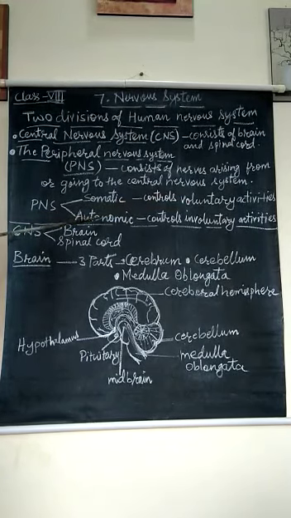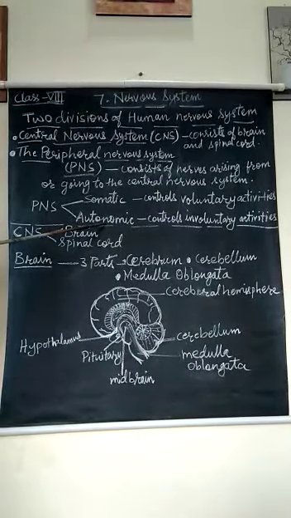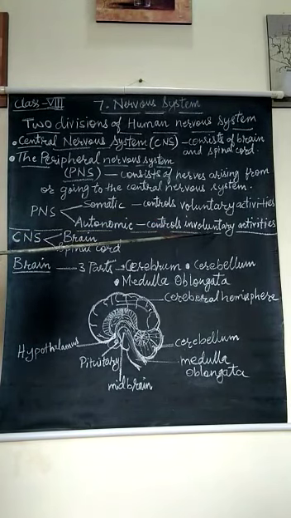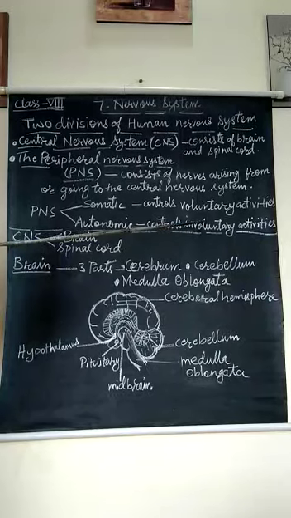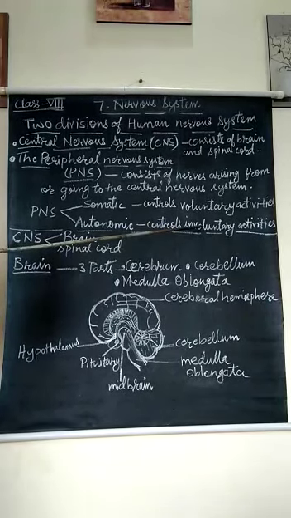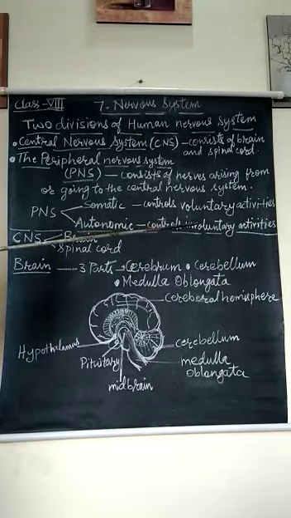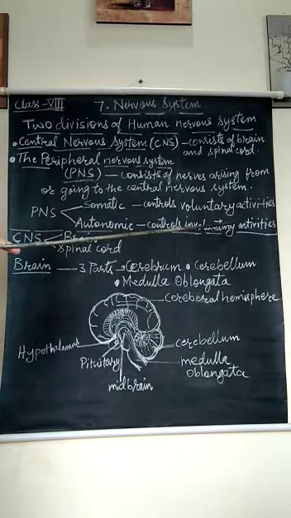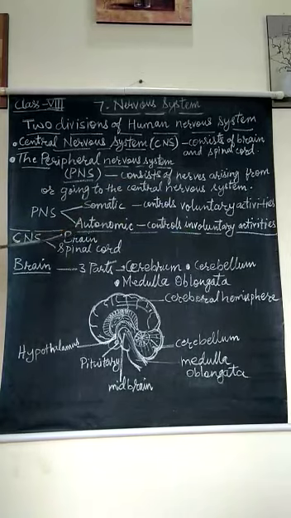The next is autonomic nervous system. It largely controls involuntary bodily activities and unconscious activities like heart rate, dilation and constriction of blood vessels, means which are not in our control. Those activities are controlled by autonomic nervous system.